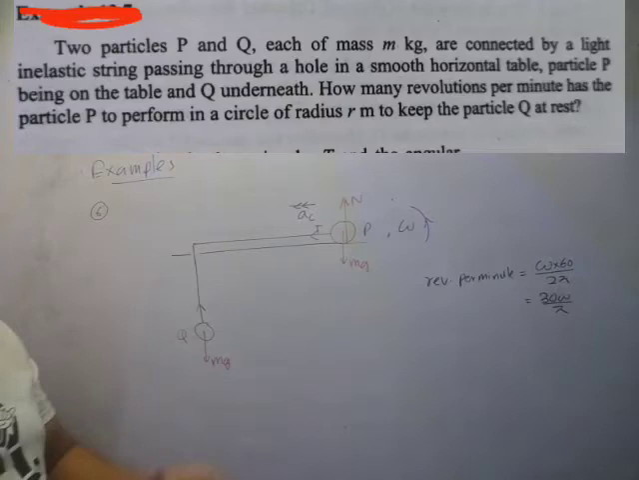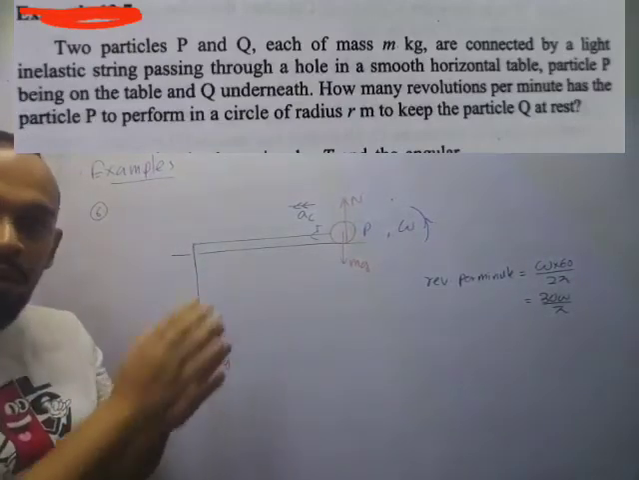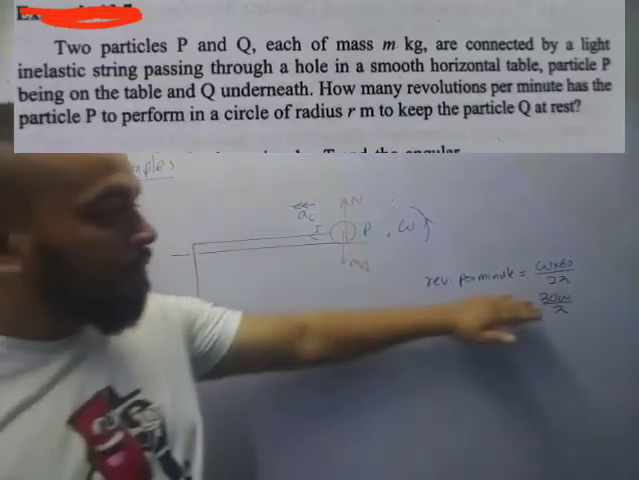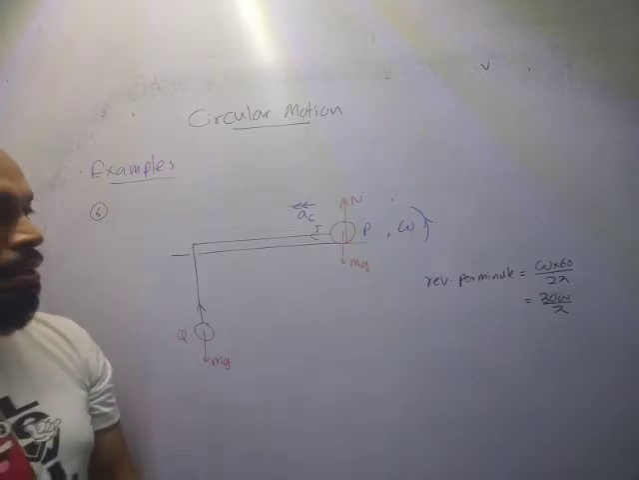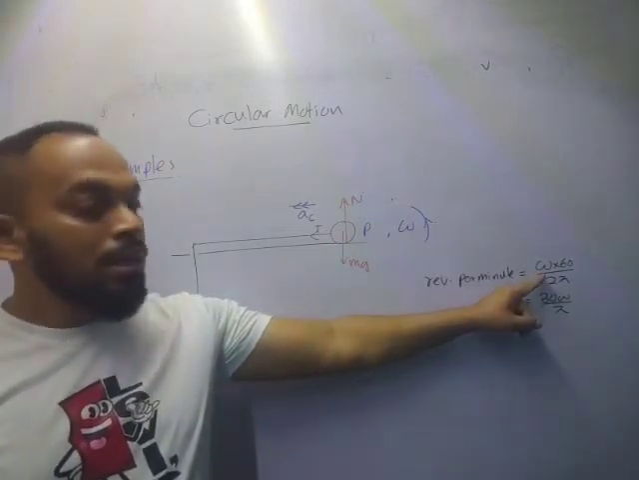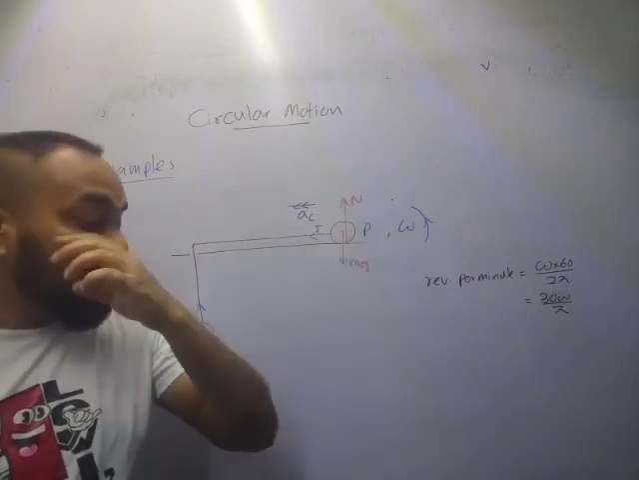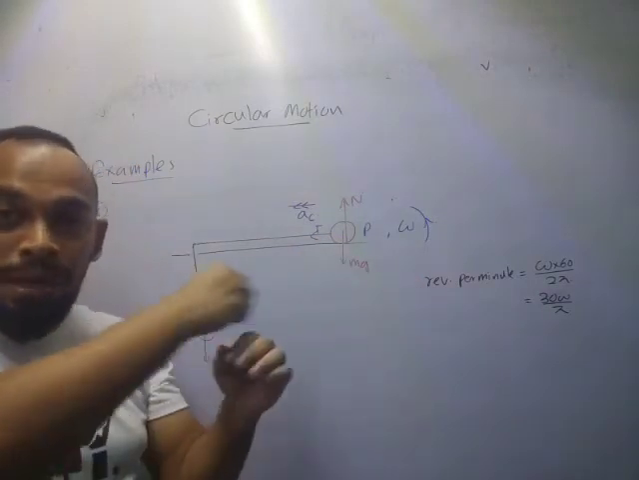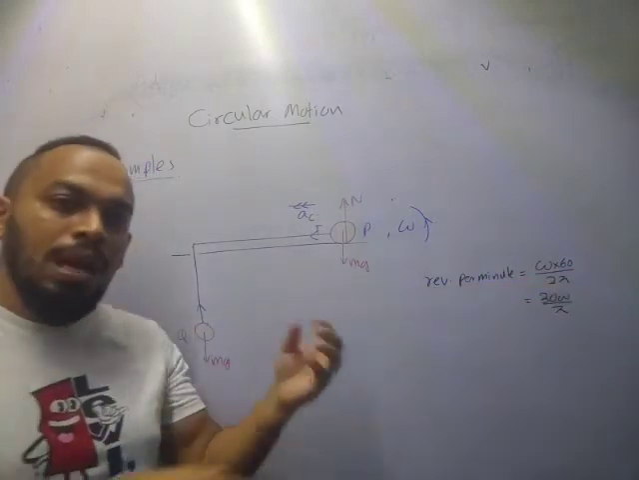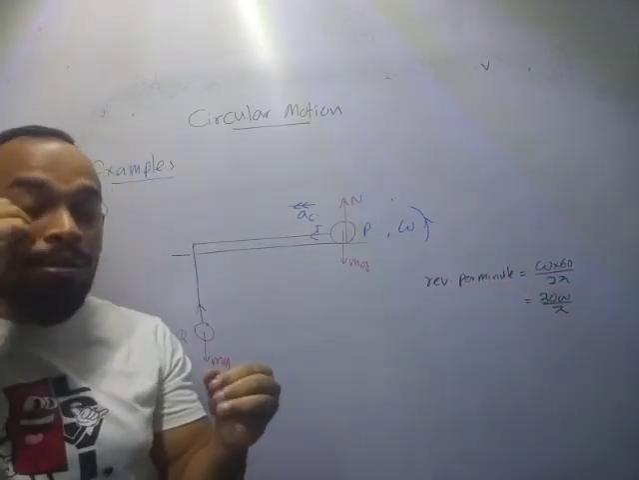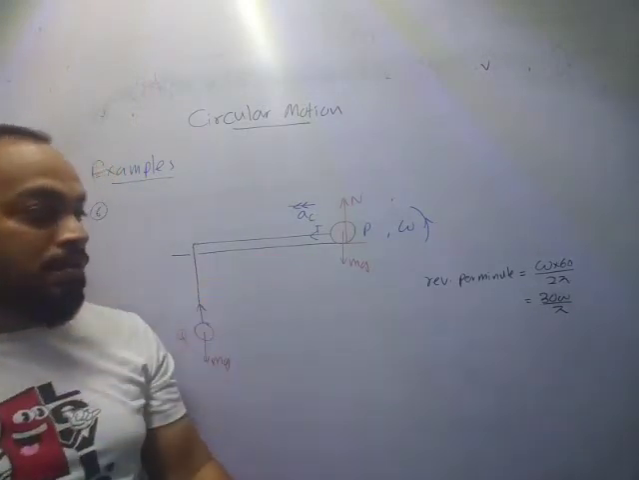Right. So they are asking us to find the revolution per minute. To find revolution per minute, this is how you break it down. You need to find the angular velocity first, right? The angular velocity is given in radians per second. So you need to know how many radians it has rotated per minute. For that you have to multiply by 60. That will give you the total angle it has rotated.